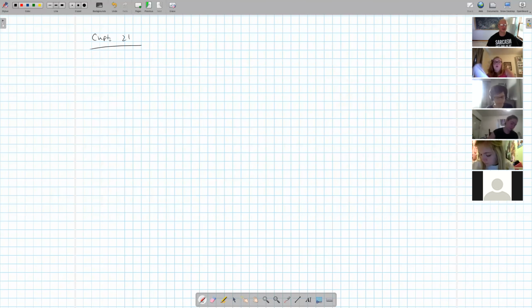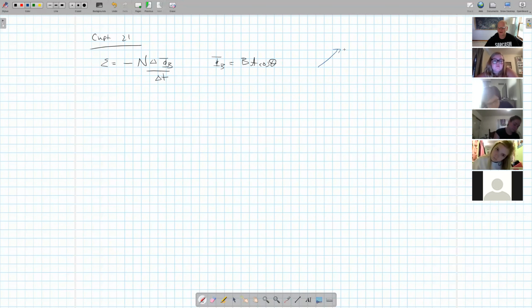So chapter 21, the big thing was Faraday's law. Here we saw that the induced EMF was equal to negative the number of coils times the time-changing magnetic flux, where the magnetic flux is equal to the magnetic field times the area times cosine of the angle between the two. So if B pointed off in this direction, and area points off in this direction, then the angle is the angle between those two. And again, the negative sign here is just Lenz's law.